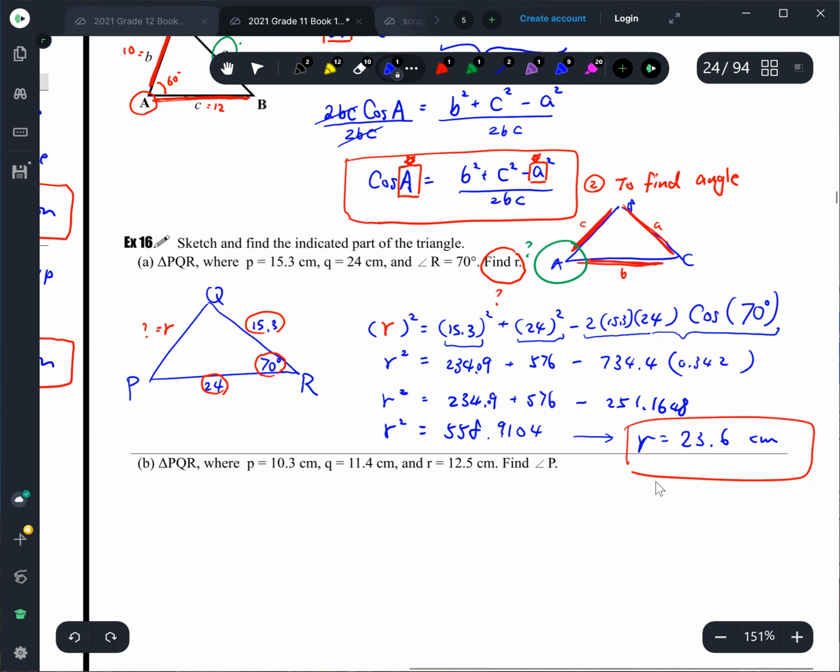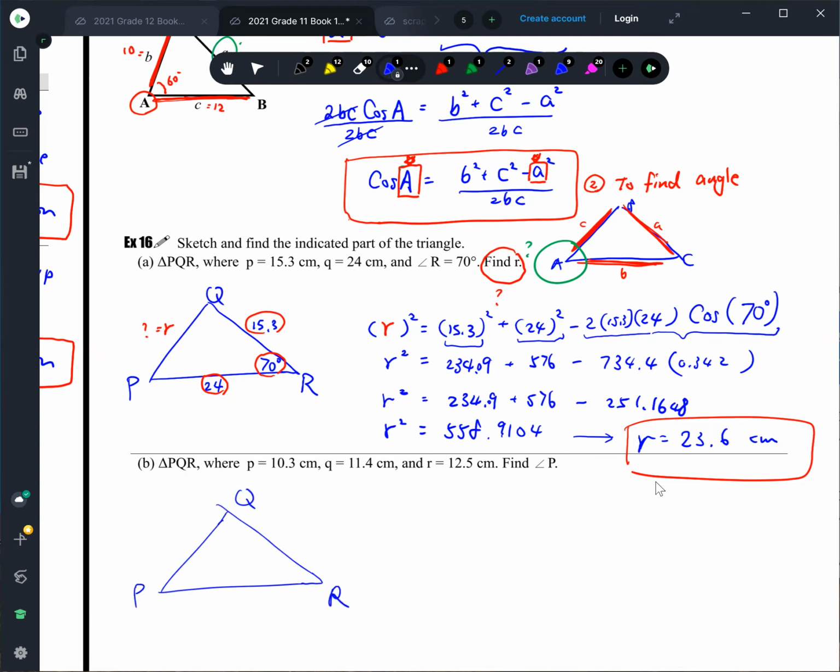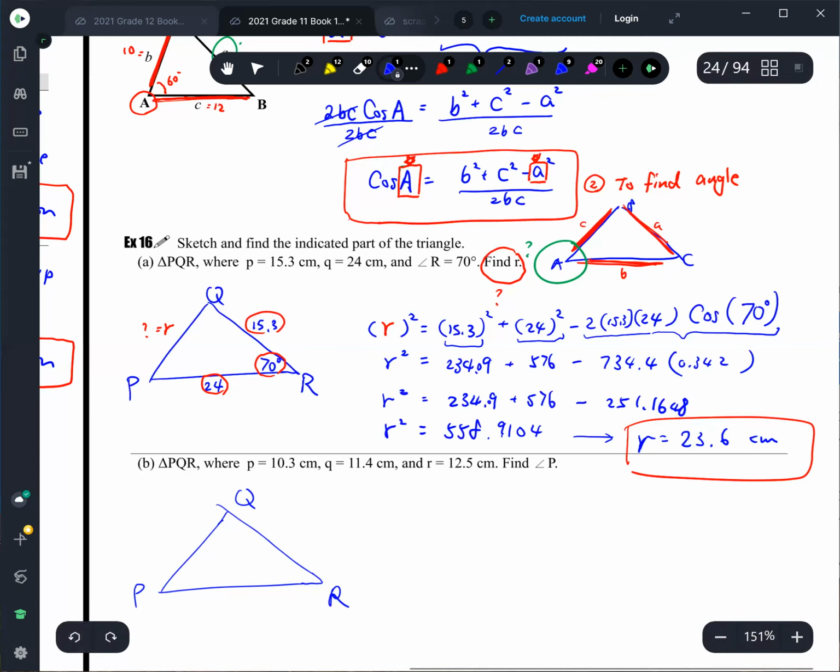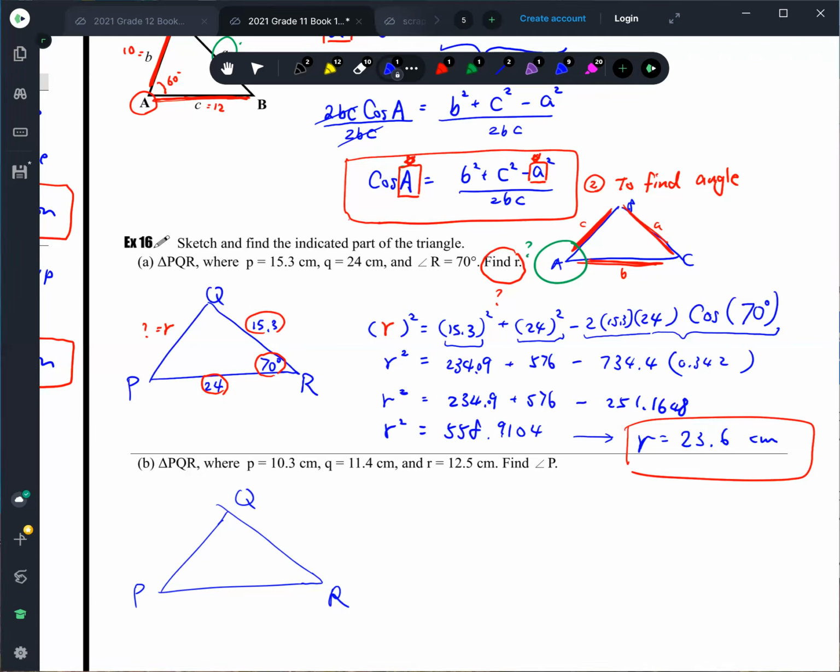We're gonna do the next one, PQR again. Okay, Angeline, Enya, and Valerie, did you get the same answer for A? Okay, so for the next one, same thing, please fill in the numbers. They give you 3 sides here, right? Lowercase means the sides. Put them at the right place. We are looking for angle P.